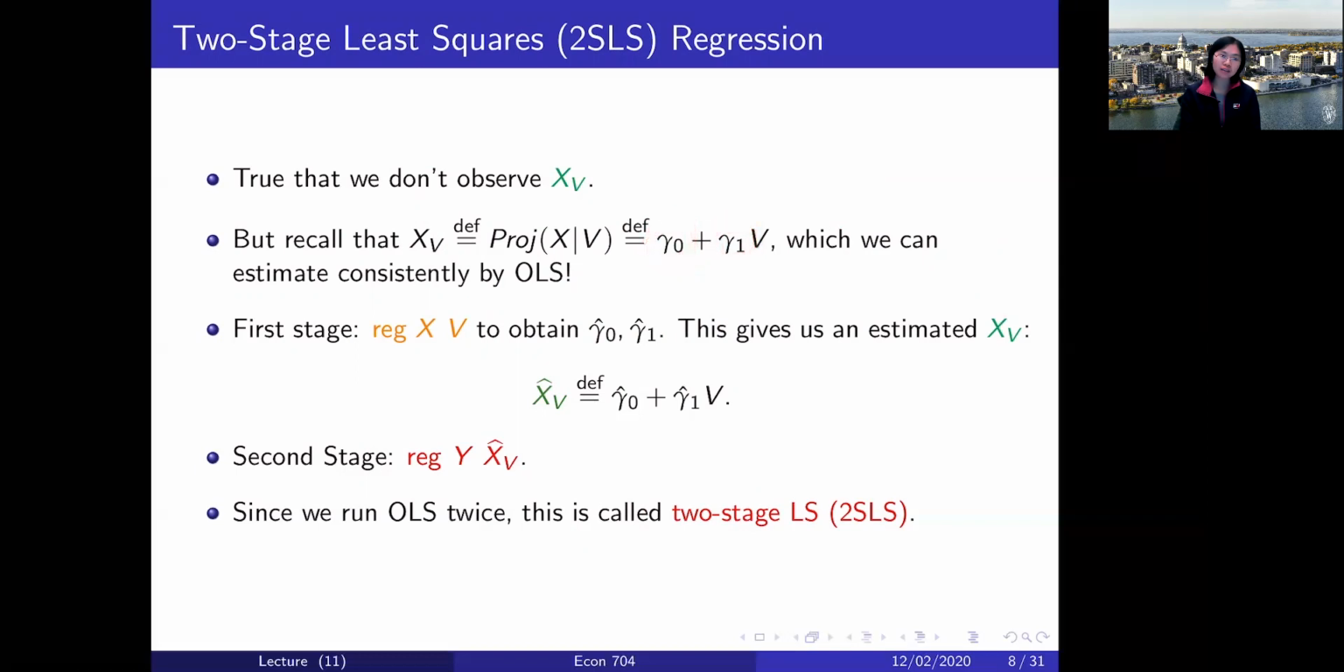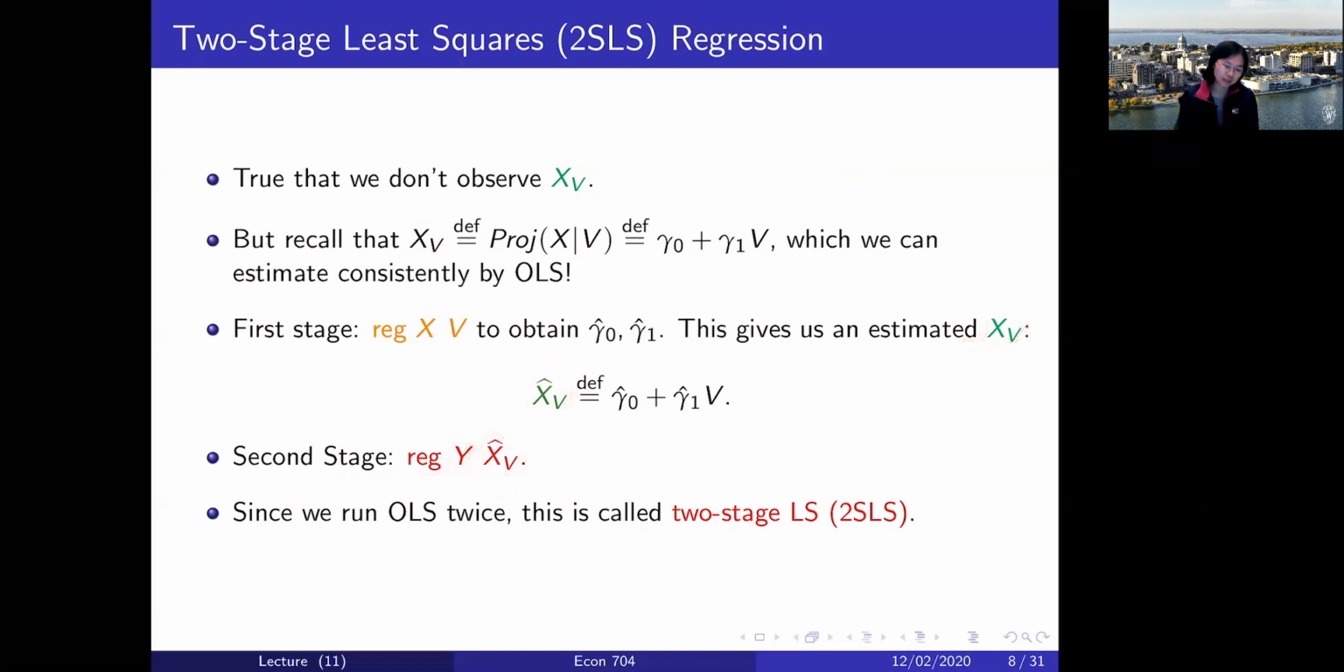In the first stage, we regress X on V to obtain gamma 0 hat and gamma 1 hat, which are consistent estimators of gamma 0 and gamma 1, the coefficients in this projection. And this will give us an estimated version of XV. We call that X hat sub V. And in the second stage, we pretend that this X hat sub V is XV and run OLS regression of Y on this X hat sub V.